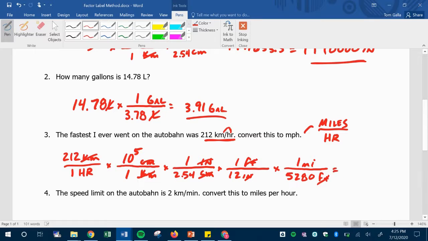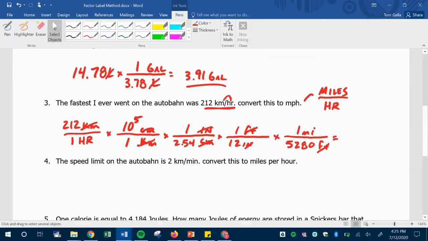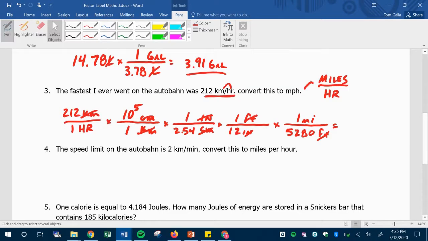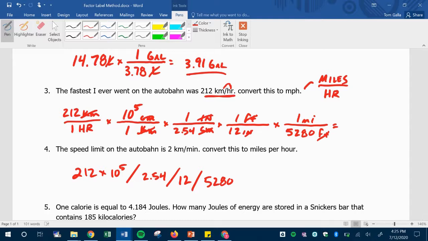And so now let's talk about how you plug this into your calculator. Just like with our first example where we had 2 steps, for this one, and I know I'm going to write a little bit down here, we'll erase it, it would be 212 times 10 to the 5th power. Then it's divided by 2.54. Then our next conversion factor, we divide by 12. Then last up, we divide again by 5,280. And so this should be what it looks like in your calculator, and then you hit enter.